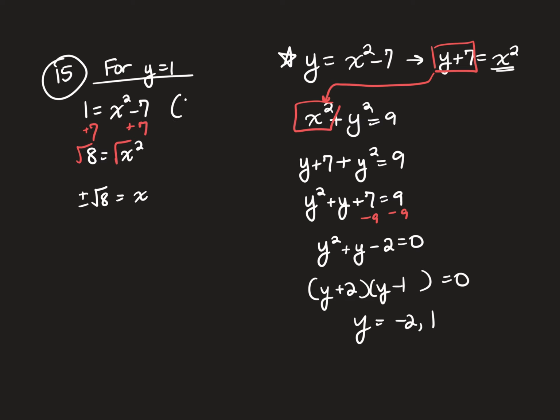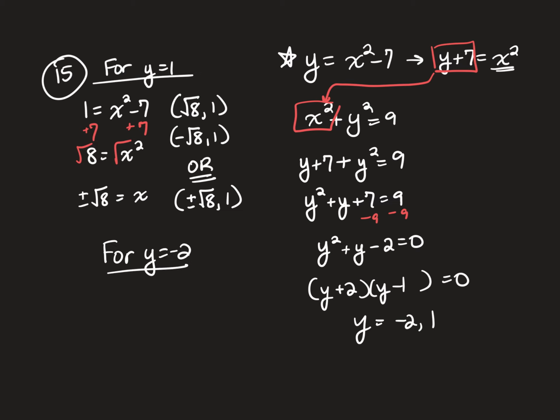So I have the point square root of 8 comma 1, and I have the point negative square root of 8 comma 1. Now you could write that in one big expression and just make it plus or minus square root of 8 comma 1. So there's 2 of our points. Those are 2 solutions. So now I have to make sure I look at when y is negative 2.